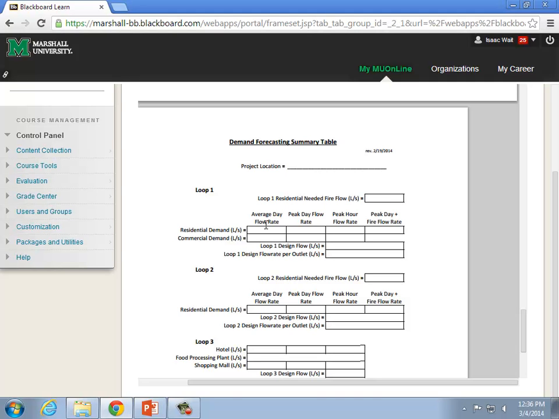It's the busiest day, the day that has the greatest demand. And so this is going to be the average day. It's the ratio of the average flow rate on the peak day to the average flow rate on the average day. So let me write that down just so there isn't any misunderstanding. There's the average day, and there's the peak day.